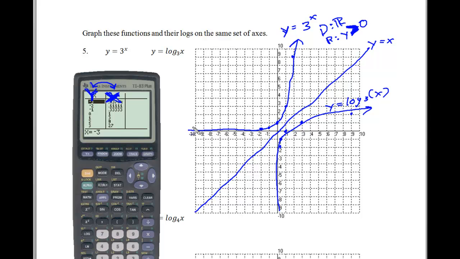Greater than 0, because it never touches the line. Now, look at the domain and range of this. Since they're inverses of each other, it makes sense that they are flip-flops, because the domain is where x is going to be greater than 0, because it never goes negative, and the range is going to be all real. So you can see the inverse relationship there, how their domains and ranges are inverses of each other. Graphically, they're inverses of each other as well.